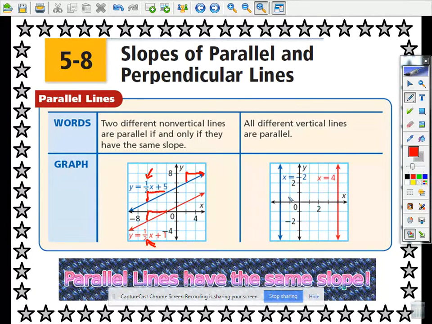All vertical lines are also parallel. They don't technically have a slope, but all vertical lines are parallel because they all have undefined slopes.